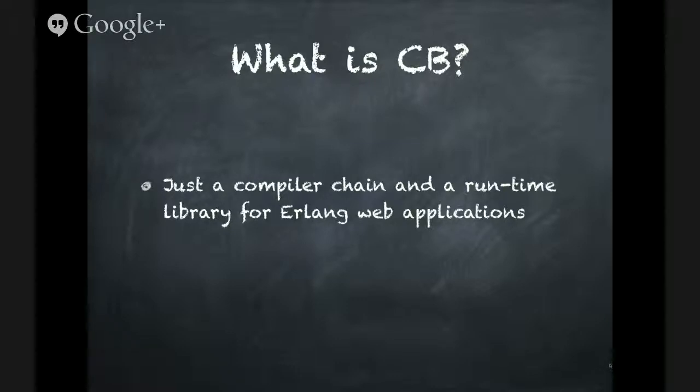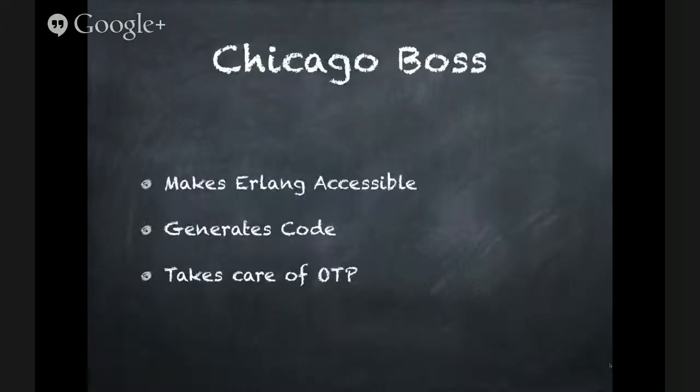So yeah, let's keep going here. Chicago Boss tries to make Erlang accessible for hackers who just want to write a website without needing to learn OTP and all this stuff. It uses code generation to get around the hash map issues. Takes care of all the OTP stuff for you.